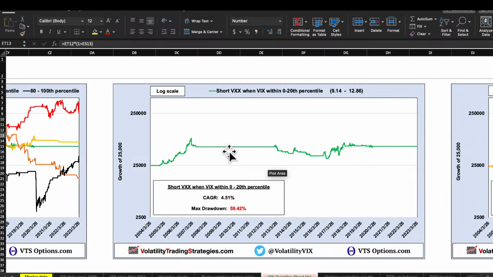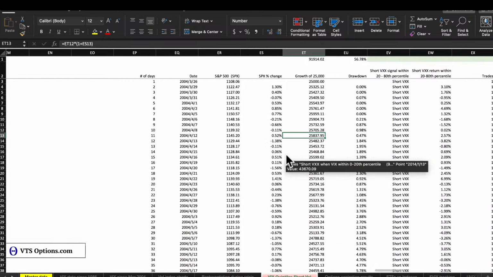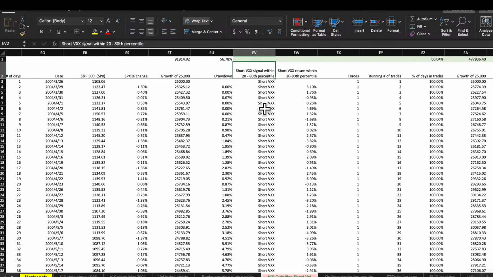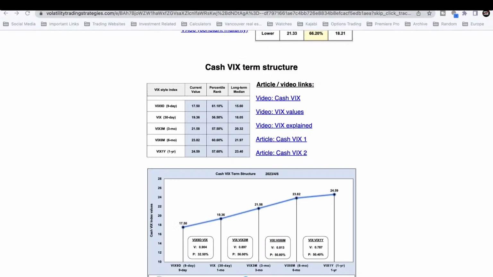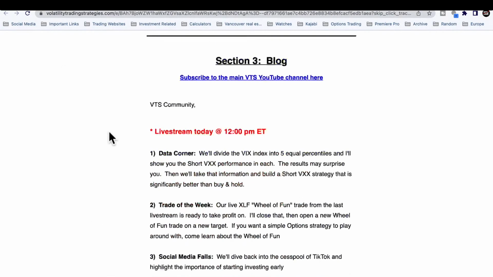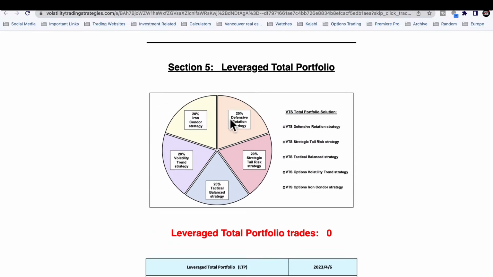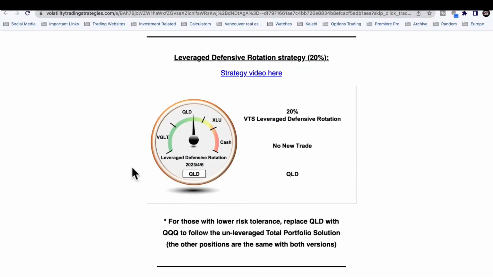So if you're just going to hold vol 60% of the time, where would you hold it? Well, you would probably hold it in the 20 to 80th percentile, and you just do something else in the others. This is actually consistent with the VTS portfolio as well. Not exactly, but you can see we have 5 strategies with 20% weighting each. They're all independent of one another, but you can see that we kind of do mimic that.